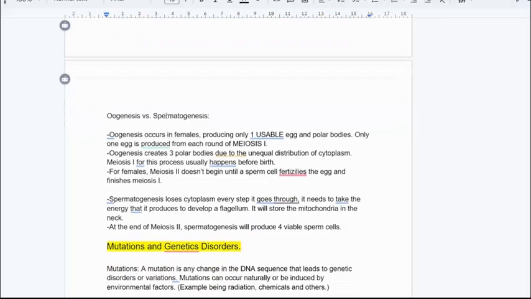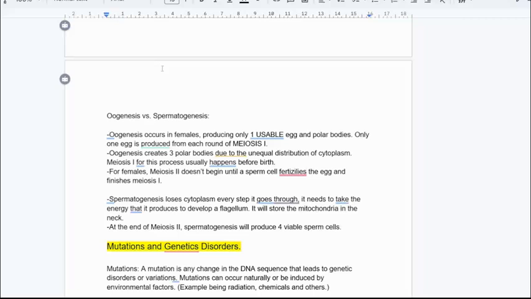Now, spermatogenesis loses cytoplasm every step it goes through. That's why sperm cells are really small. But it uses the energy that it produces to actually develop a flagellum. Many people say that sperm look like something that can swim, and obviously that is true. They can swim. I've heard many examples of people saying sperm looks like a tadpole, which is pretty accurate because it has the same tail as a tadpole, and it can swim, and that's how it reaches the egg. Anyways, this energy will be stored in the mitochondria in the neck.